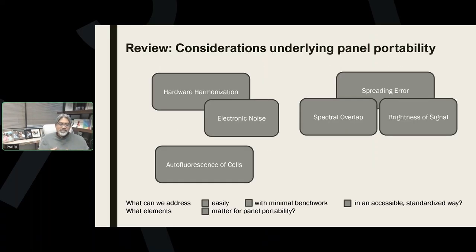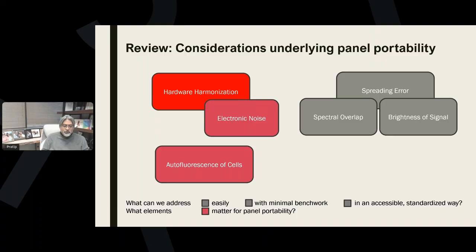So let's review the considerations for trying to harmonize panels and having them be portable across different settings. The first is that we can harmonize our hardware, right? We talked about that, buying the same instruments, checking the electronic noise. But the issue is that we can't really address this easily. We have to do a lot of lab work, and even hardware work where we're altering the instrument, and it's not really accessible or standardized. And electronic noise probably doesn't matter all that much for panel portability, because the other issues like autofluorescence and particularly spreading error are more important.